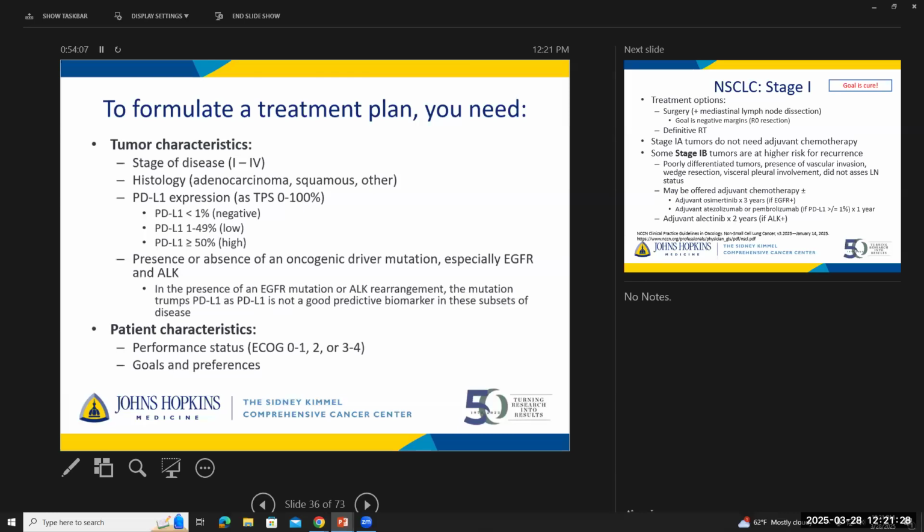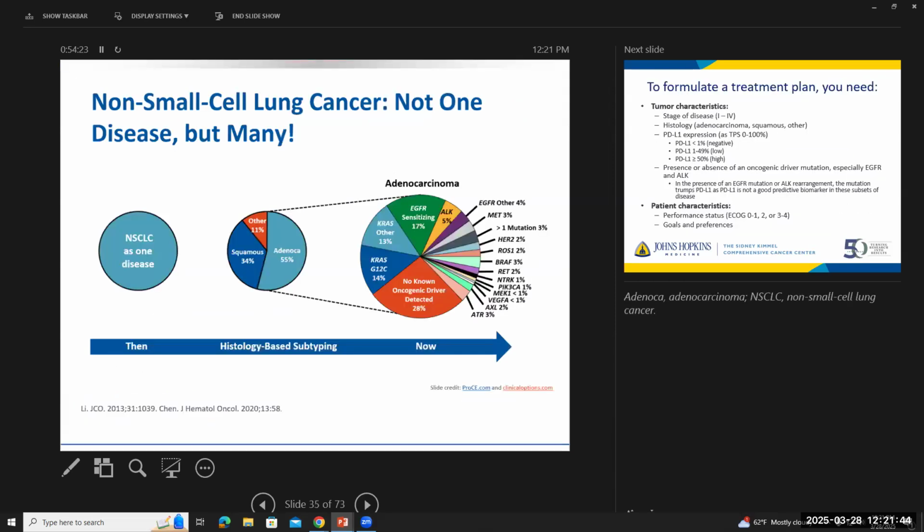And if it's in between, it's considered low. So patients are either PD-L1 negative, PD-L1 low, or PD-L1 high. The other piece of information that you have to know is whether the patient has a particular driver mutation. If you recall back on this slide, the far pie graph with all of the different mutation subsets, you need to know if one of those is present, okay?